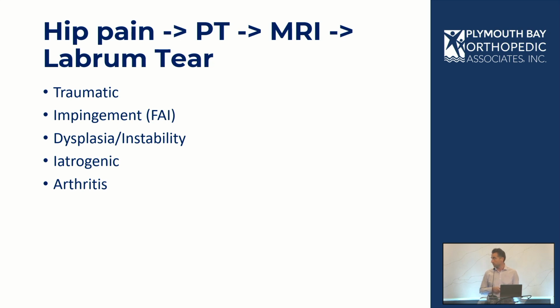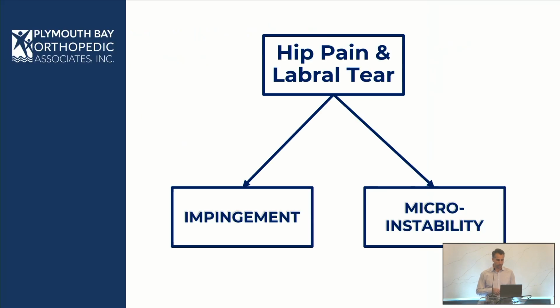And so on this list you can see different etiologies of a labral tear. This could be traumatic with a hip dislocation, it could be impingement or, in today's talk, instability, it could be iatrogenic in patients that have had prior hip surgery, or it can be from arthritis as well. I get a lot of older patients that come into my clinic with an MRI and they say, oh, I have a labrum tear, but then there's a ton of arthritis on the side. That's an example of ignoring that MRI finding.